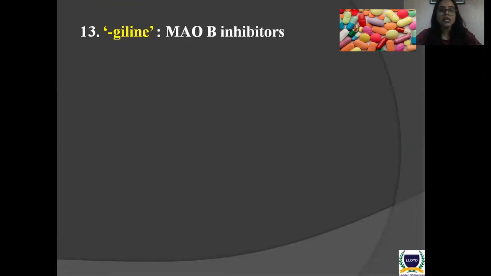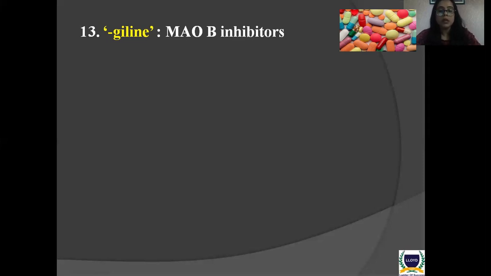Our next suffix is giline. Giline indicates they are MAO B inhibitors. What is MAO basically? The monoamine oxidase type B. Monoamine oxidase is an enzyme in our body that breaks down several chemicals in the brain, including dopamine. So by giving medication that blocks the effect of MAO B, or we can say MAO B inhibitors, more dopamine is available, which is used by the brain.